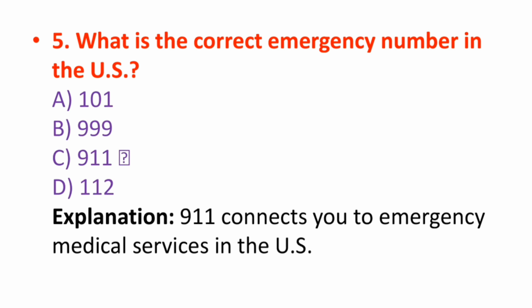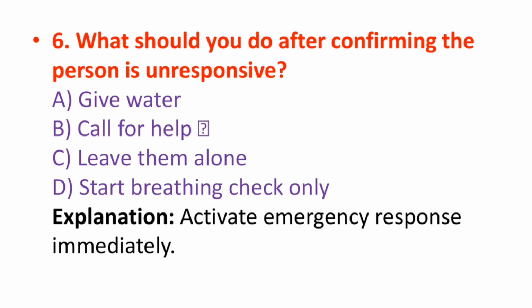What is the correct emergency number in the US? Option A, 101. Option B, 999. Option C, 911. Option D, 112. The correct answer is option C, 911. It connects you to emergency medical services in the United States.